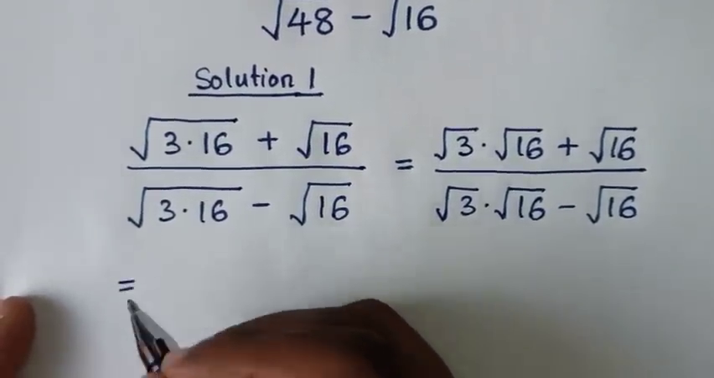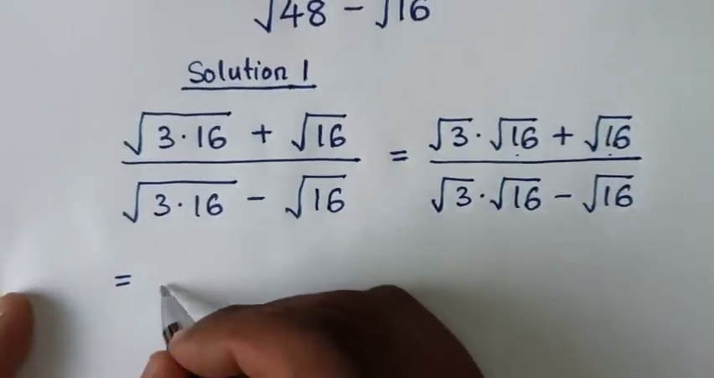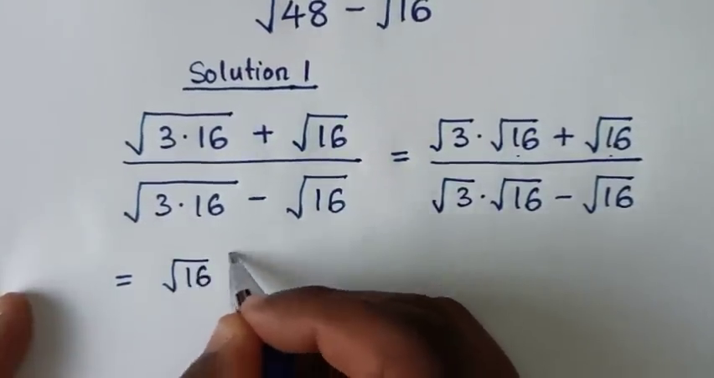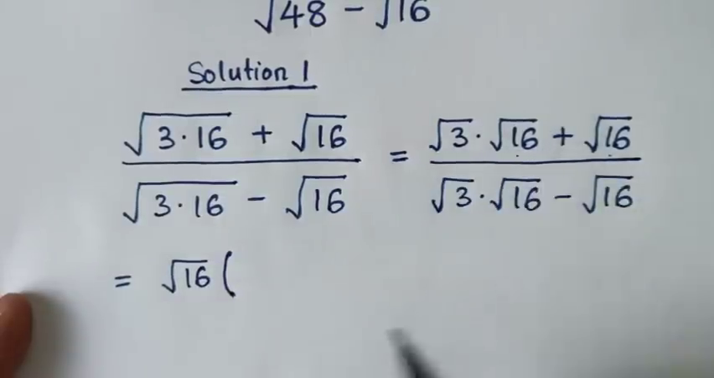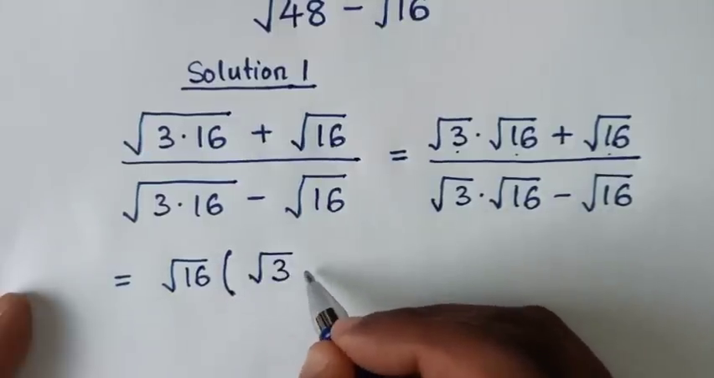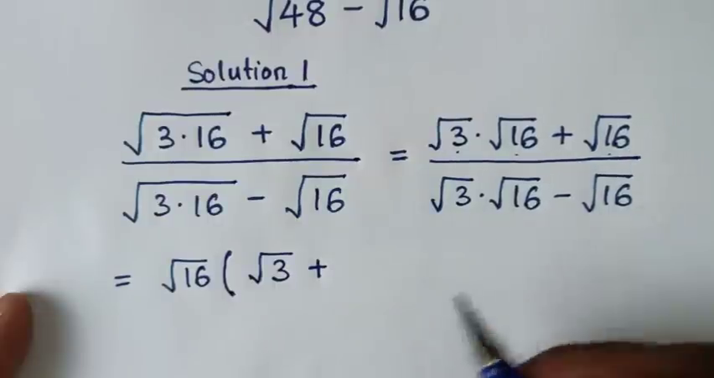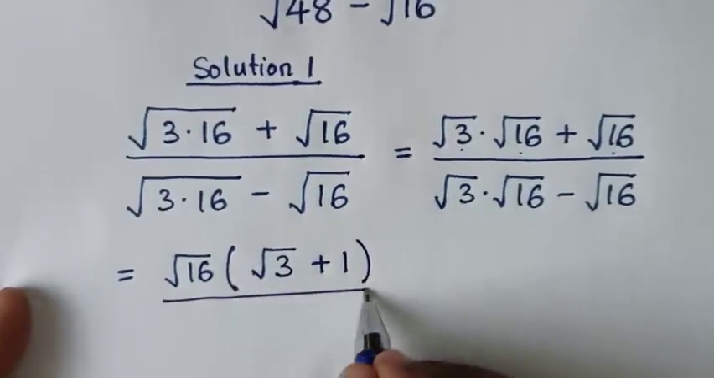Then it will be equal to, in here, square root of 16 is common. So we'll take square root of 16 out of the bracket. This square root of 3 times square root of 16 divided by square root of 16, it is this square root of 3. Then plus square root of 16 divided by square root of 16, it is 1, bracket over.